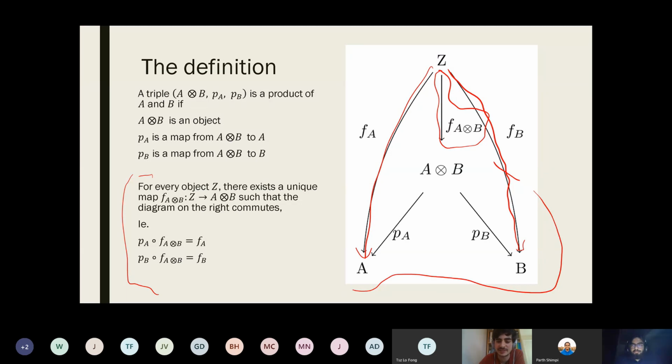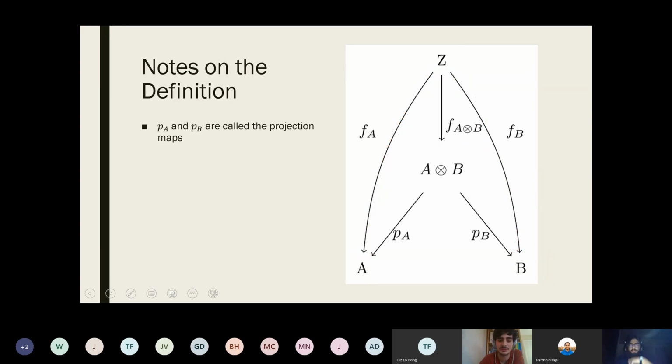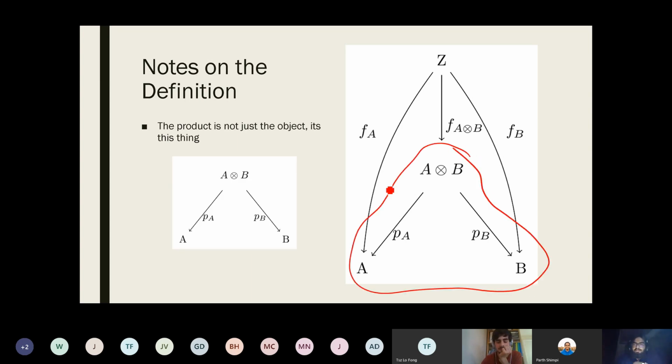So are PA and PB essentially projections? Yes, they're called projection maps. That's the next thing I was going to talk about. PA and PB are the projection maps, and we think of the product as this whole thing. When we ask for a product, we get this triple, not just this object, because the product doesn't make sense if you don't have a way of getting back to your original elements as well, in a sense.